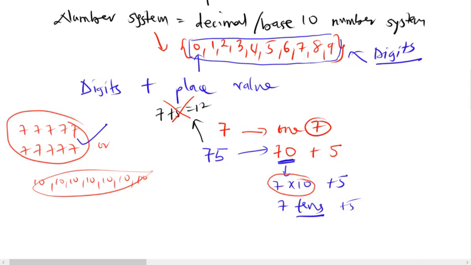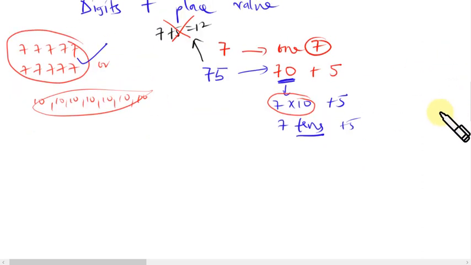So if you look at it very well here, what I'm trying to say is that depending on where we put the number 7, the value of the number 7 changes. Let me move on. I write 75. This time around I'll add 3 to it. So how do we pronounce this?